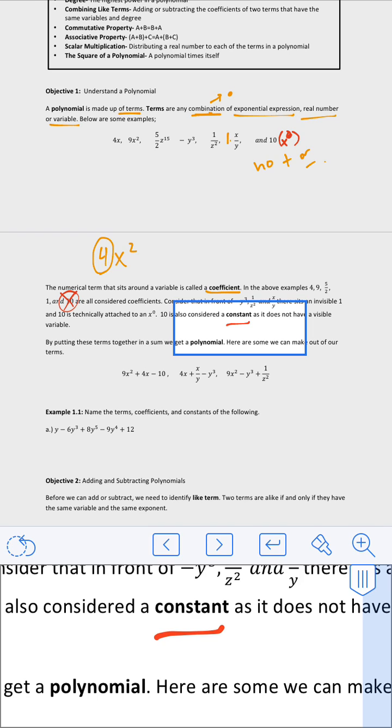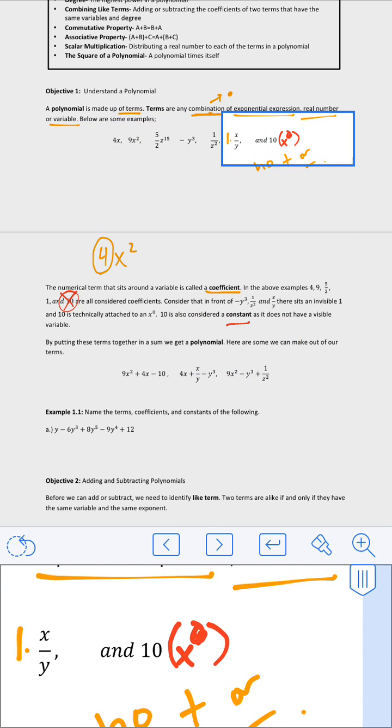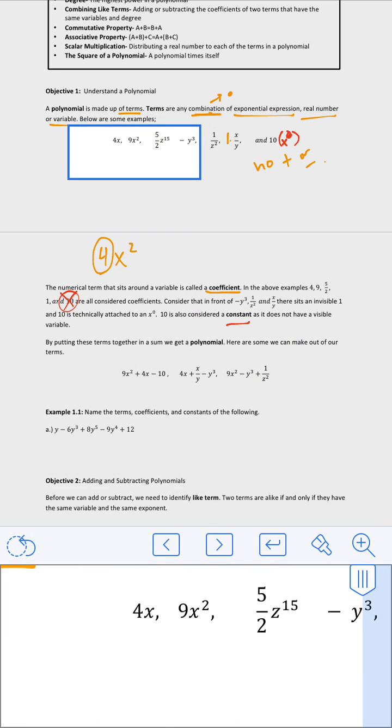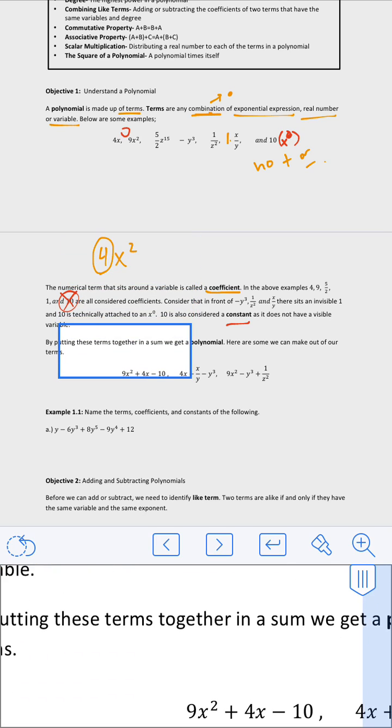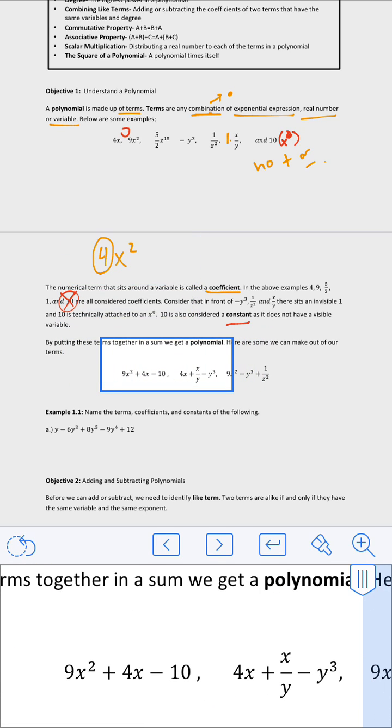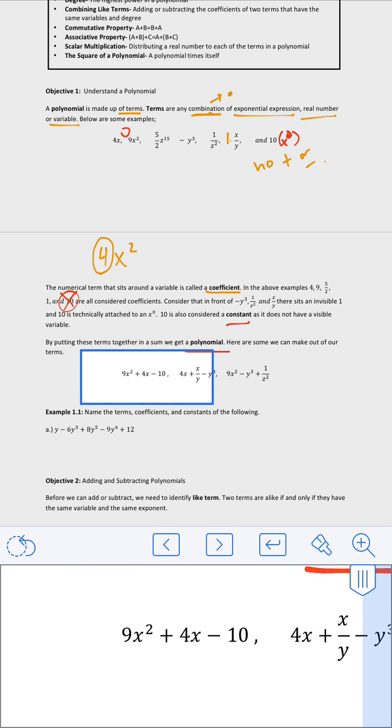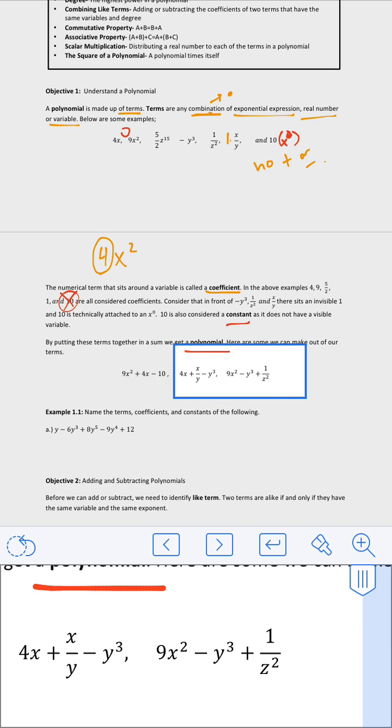A constant. Alright, so like we said before, none of these have addition or subtraction, right? They're all made up of coefficients and variables together to get exponential expressions. Even if they don't have a visible exponent, remember there's an exponent of 1 there, so they are all exponential expressions. When you start putting them together with addition and subtraction, you end up getting what we call a polynomial. So this first one, we've got 9x squared plus 4x minus 10. We took 3 of our terms and we made a polynomial out of it. We'll talk about the names in just a sec, but there's many different types. You don't have to take 3. You can take as many as you want. The examples I've listed here are 3, just for some reason.